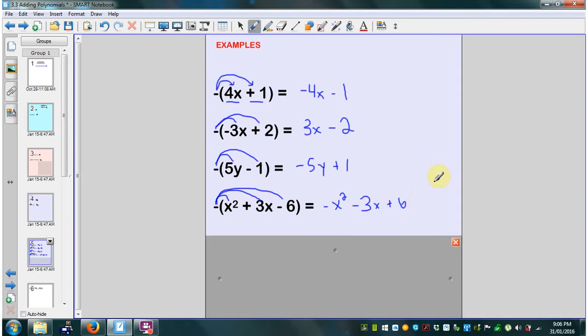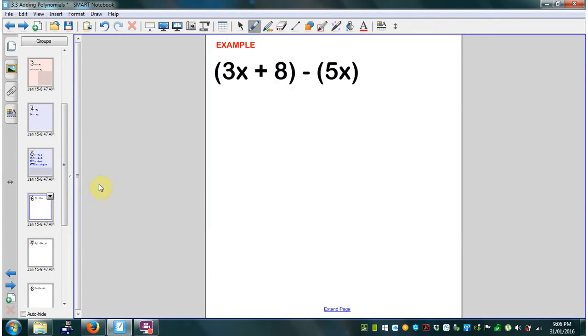If you have any questions, please let me know. If not, we're ready to jump into our first major example. So here's an example of subtracting polynomials, what this section is all about. So how do we do this? Our first step.